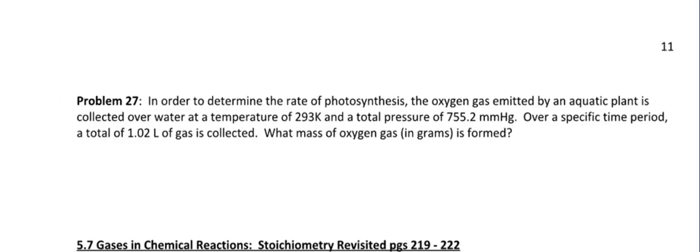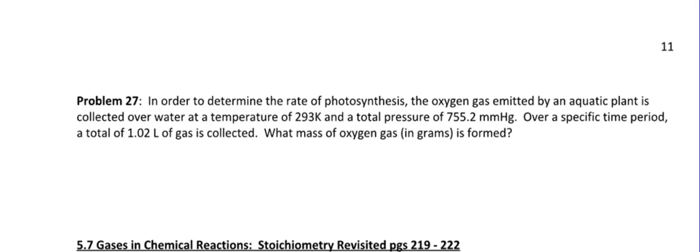Okie dokies. In order to determine the rate of photosynthesis, oxygen gas emitted by an aquatic plant is collected over water. That's an important key. Collected over water. Ding, ding, ding. Dalton's law of partial pressure. Whenever you see that, you have to incorporate your water vapor. All right, keep going. At a temperature of 293 and a total pressure of 755.2 over a specific time period, a total of 1.02 liters of gas is collected. What's the mass of oxygen that is formed?